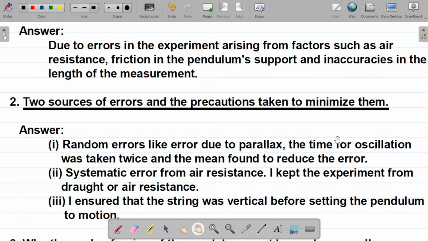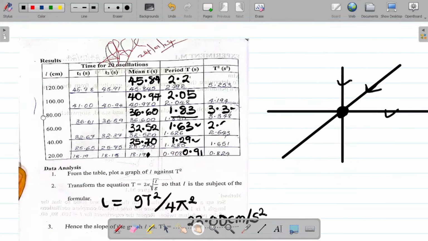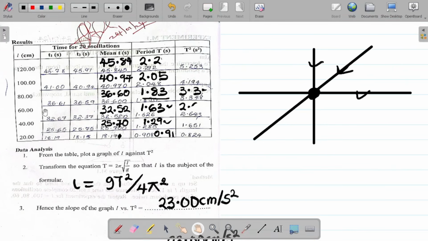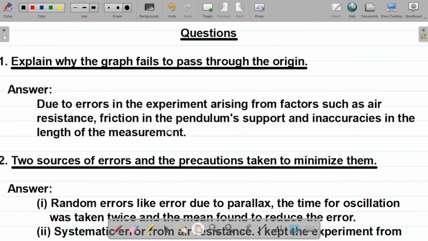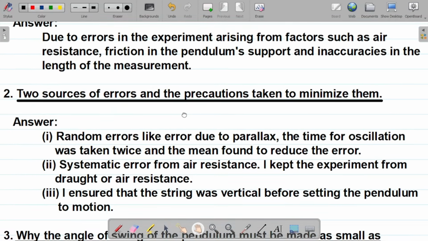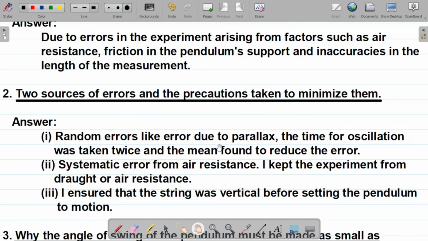If you look at the table we did, in the table we had T1 and T2. What does it tell you? It tells you that we took the time for 20 oscillations twice, that's 1 and 2. And the idea was to minimize random error. So we said random errors like errors due to parallax. The precaution we took to minimize the error is that the time of oscillation was taken twice. That was T1 and T2, and the mean found to reduce the error. So sometimes we take the mean just to reduce random errors.